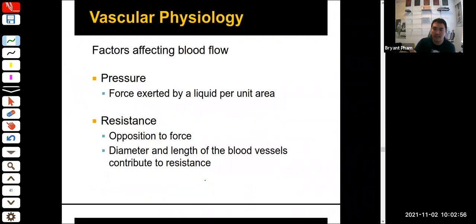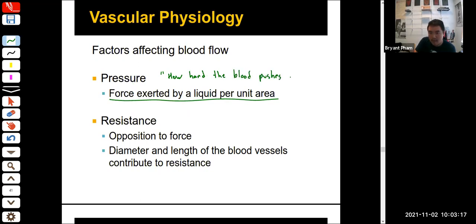All right. So a couple of things that affect blood flow. First up is pressure. Pressure is defined as the force exerted by a fluid on the area, i.e., this is how hard the blood pushes on the vessel. Okay. Pressure is how hard is the blood pushing on the vessel.